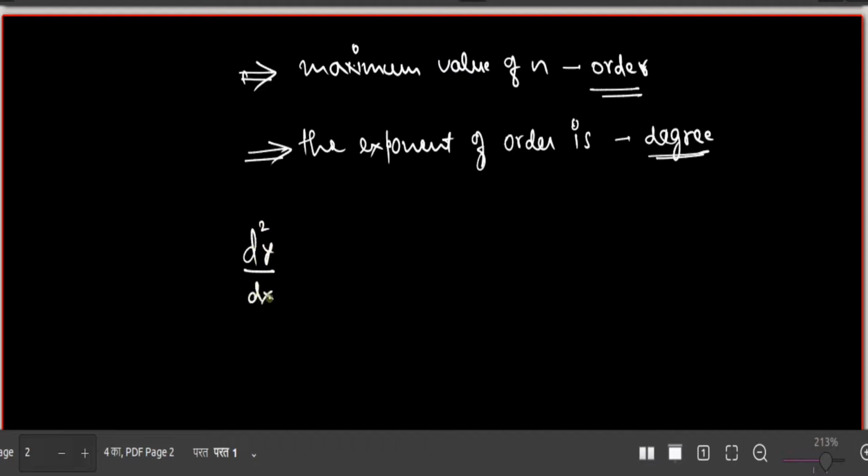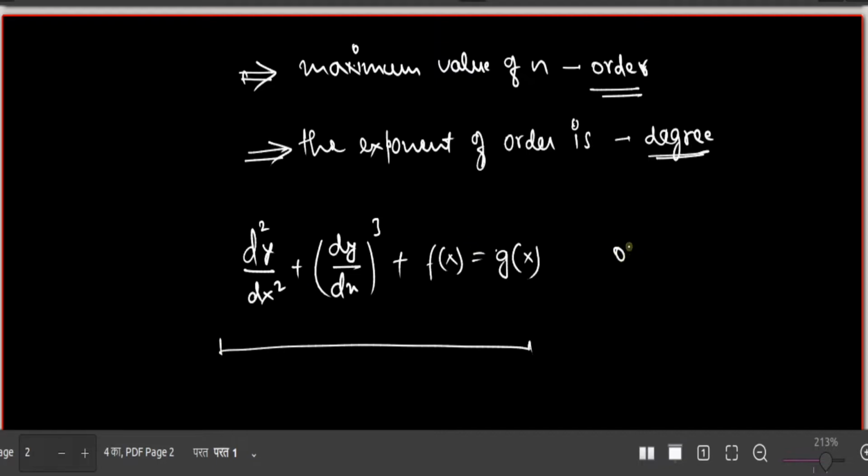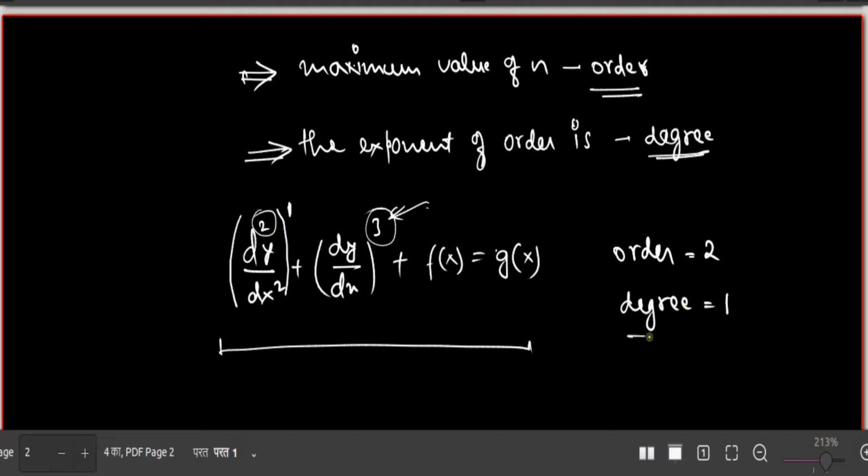d2y by dx squared plus (dy by dx) whole raised to 3 plus something equals something else, say g of x. This particular differential equation has an order of 2. Order is 2 because the maximum derivative taken is second order, but the degree is 1, it's not 3. Don't see the highest exponent, see the highest exponent of the order term, and here the order term is the highest derivative term, and its power is 1 only, therefore the degree is 1.